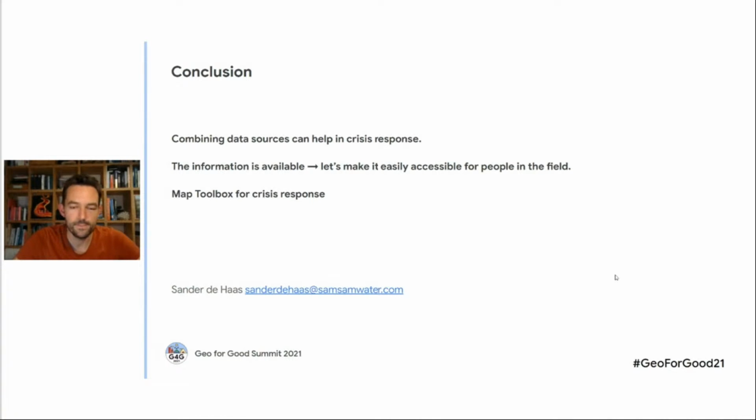And there's so much data out there. So let's make sure that we visualize it and make it available in such a way that it's easy to use for people that work out in the field, those people that save lives and protect the environment. And at the moment, we are working on a map toolbox where we bring together map layers that are useful for crisis response efforts. And I hope to show you more on this during the next Geo for Good Summit. We're still looking for partners to further develop and trial this in actual crisis situations. So if you're interested, please reach out to me.